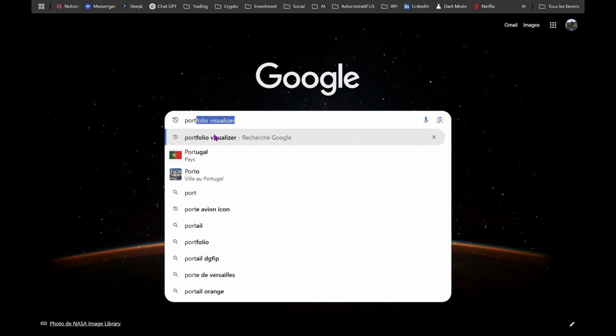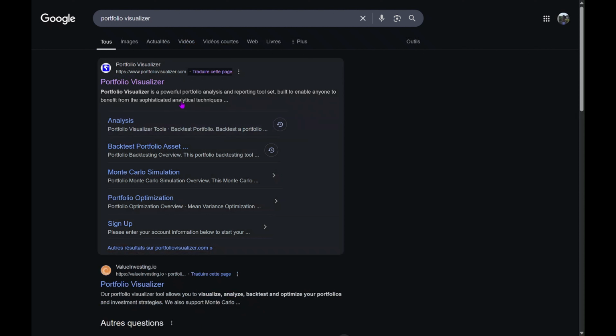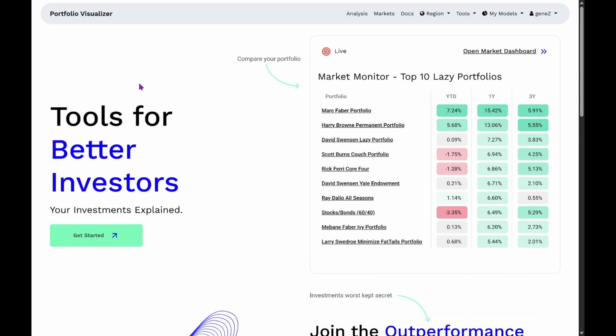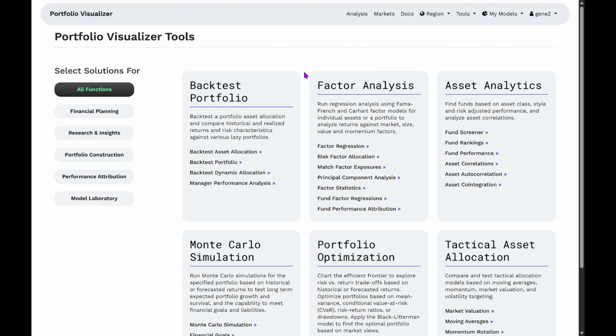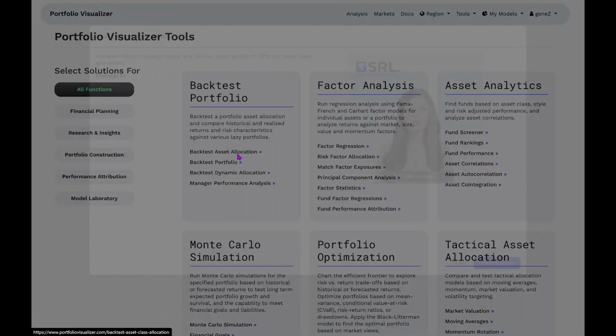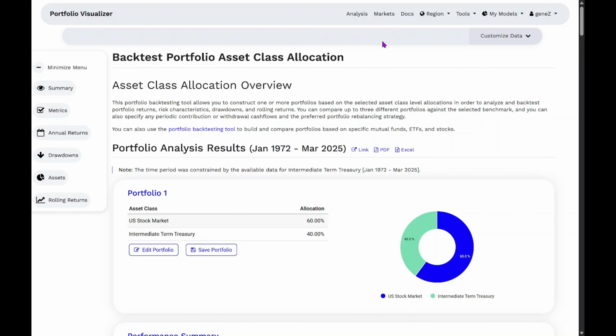We're going to backtest it using a very powerful and free website called Portfolio Visualizer. Once you're on the site, you click on Analysis, and you'll see a bunch of different tools to backtest, analyze, and play around with portfolios. The feature we're interested in is called Backtest Asset Allocation. Just click on it, and it'll open up this page.